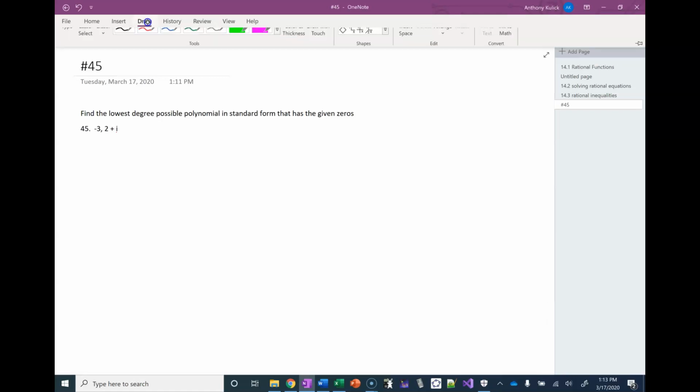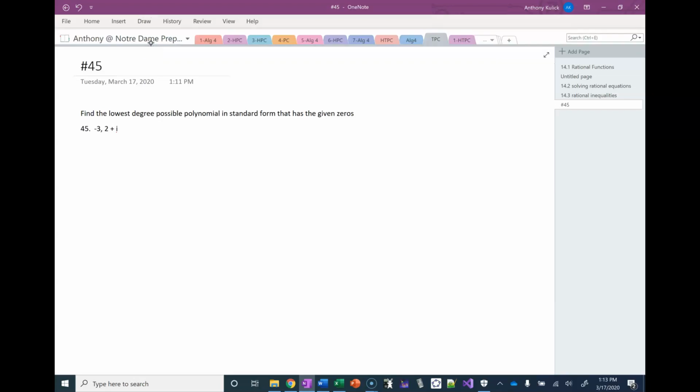All right, for number 45, first I'm going to check and see if I have anything to do to make sure that the complex conjugates theorem holds. And I notice I do have a complex solution here, so there is another 0 that needs to appear on my list. It needs to be the conjugate of 2 plus i. The conjugate is the same thing, but with the opposite sign in between the real part and the imaginary part. Once I have that, I know that I have these 3 zeros.